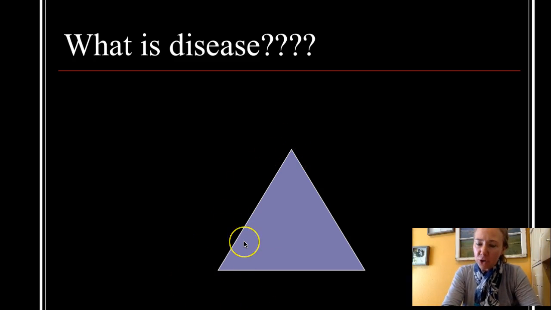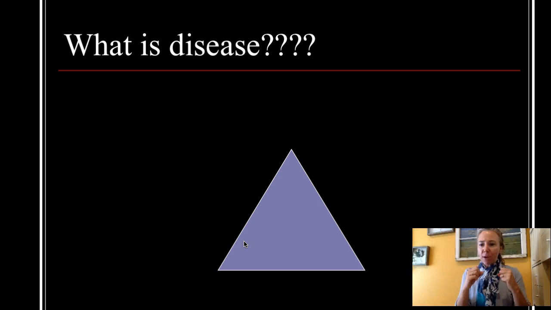The second part of the triangle is the susceptible host. Tobacco mosaic virus, as the name would suggest, can affect tobacco. It can also affect members of the Solanaceae family, and that includes tomatoes, potatoes, peppers. But it might not infect members of the Poaceae family. So the second part of that disease triangle is being a host that is able to catch this disease, being susceptible to it. And then the final part of that triangle is the environment.